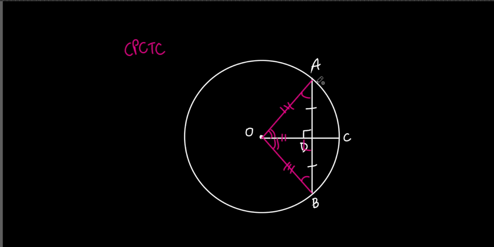So what did I just do right there? I just proved that AD and BD were congruent to each other, and that shows that that theorem is true. All right? We proved it. Everybody good with that? All right, enough of that.